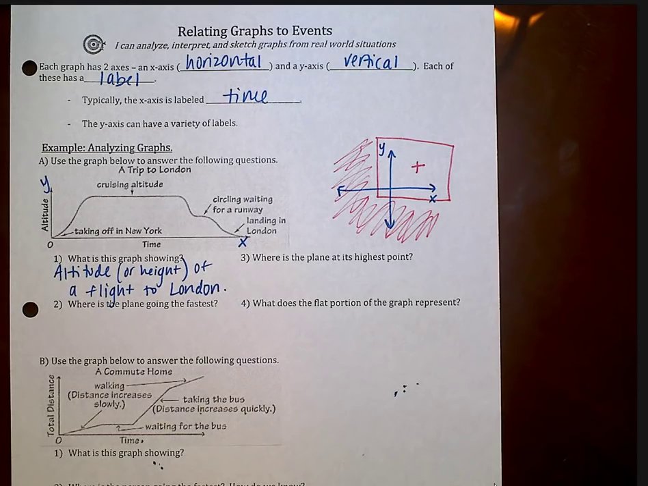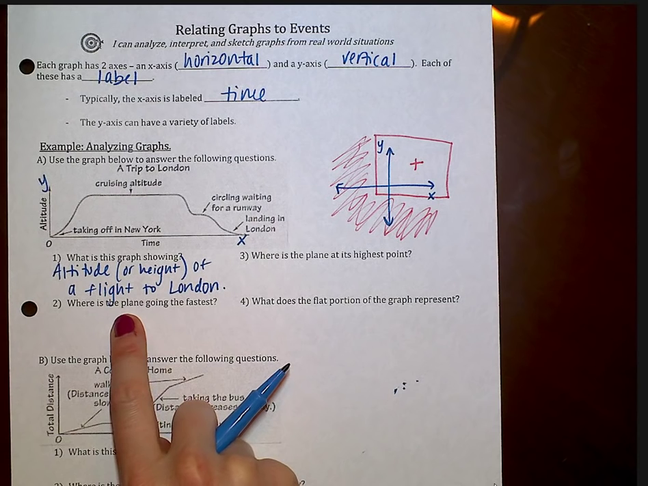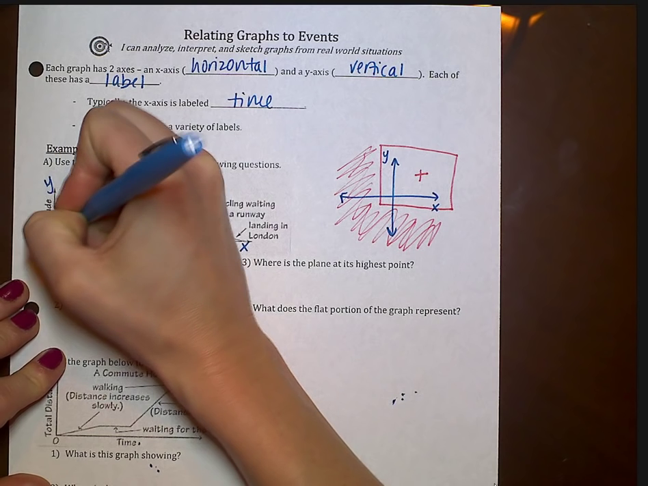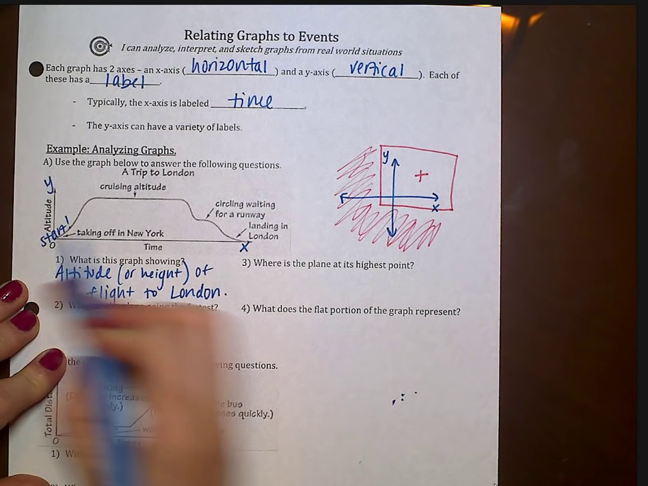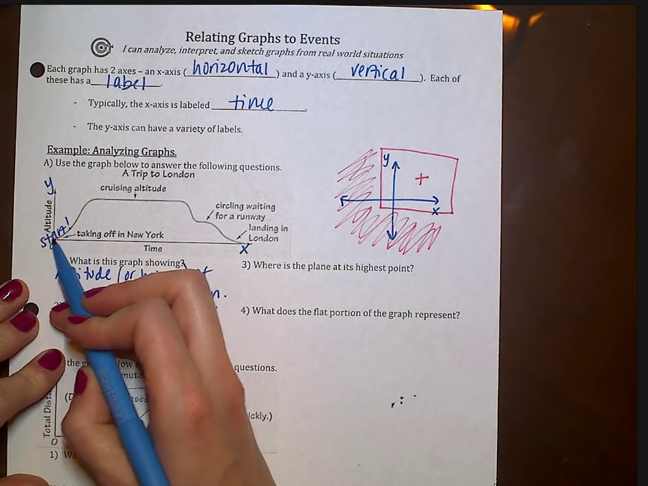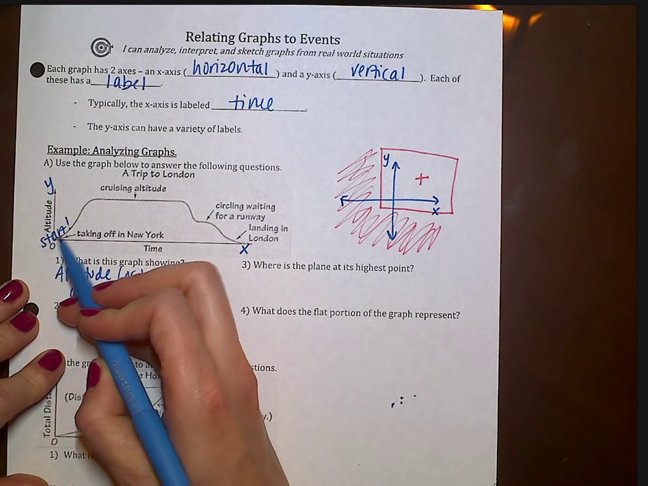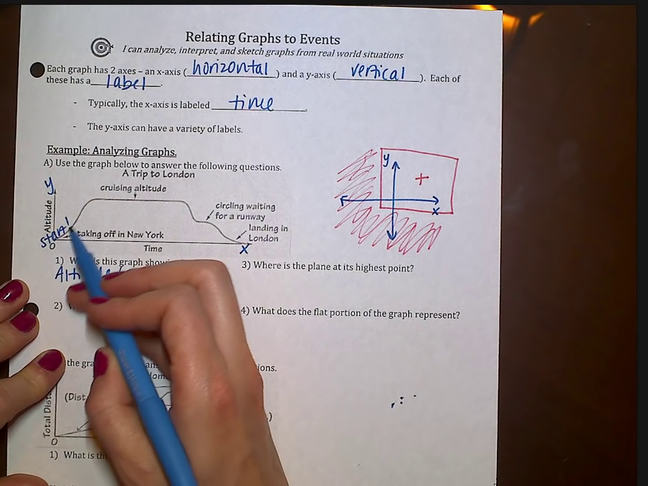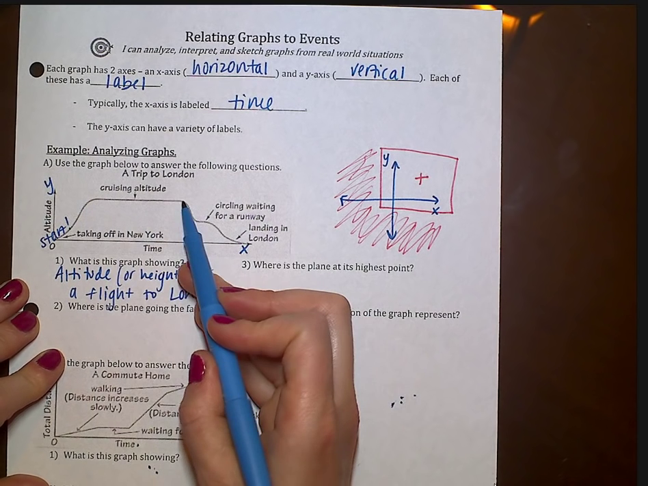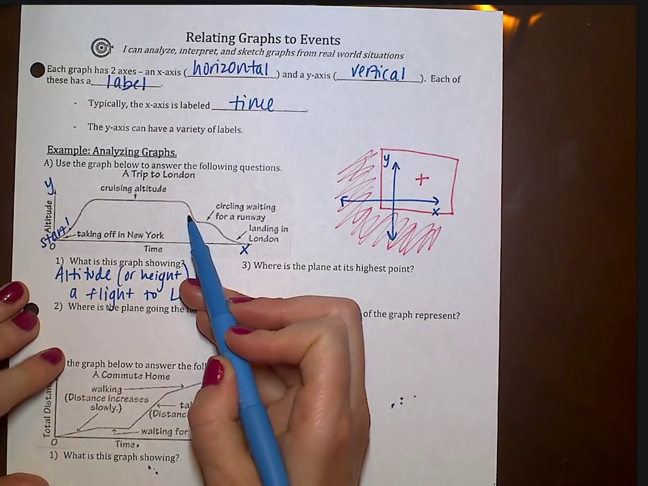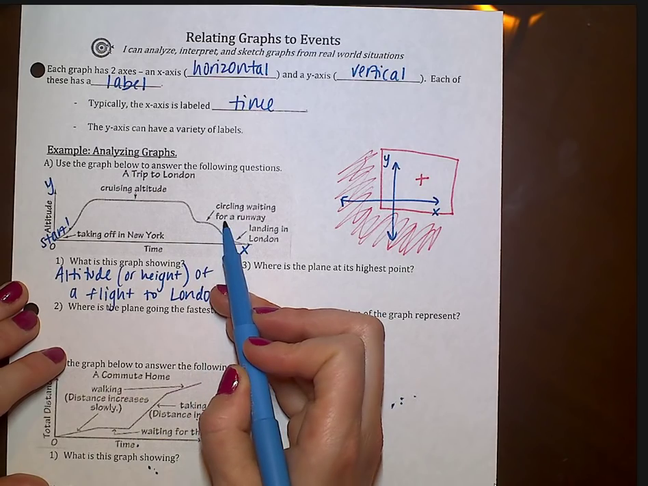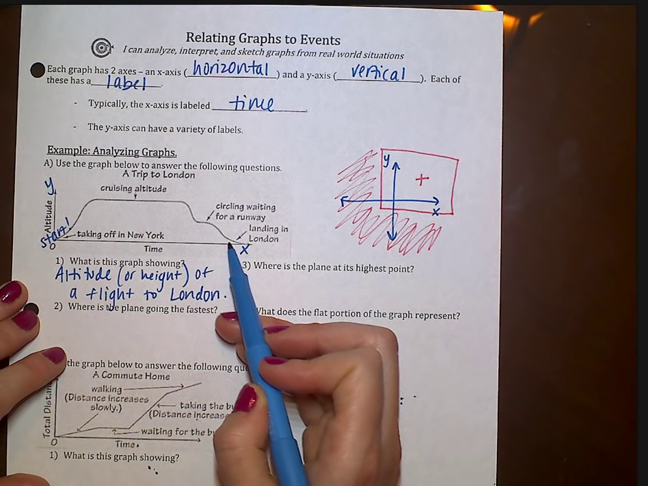Question 2 says, where is the plane going the fastest? If I look at what's going on here, you start right here at 0, and then you read it from left to right like you would a sentence. It's like someone starts the stopwatch and time starts. Here's what's happening. I'm taking off in New York. The altitude goes up. The plane's taking off and getting to its cruising altitude, which is what's happening right here at this part. Then the altitude goes down as the plane goes in for its landing. Right here, the altitude levels off because we're circling as we wait for a runway. And then we finally land in London.